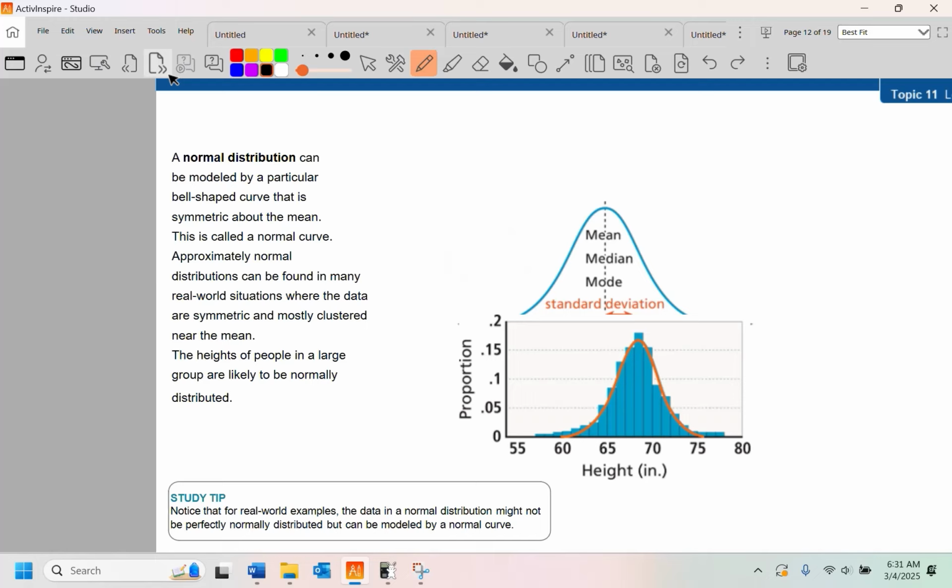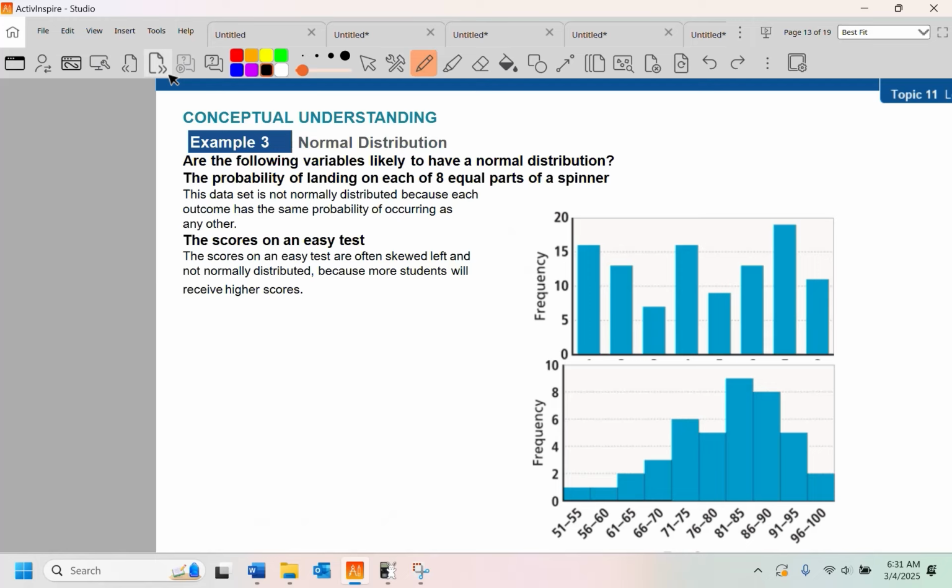All right, here comes the normal distribution. A normal distribution can be modeled by a particular bell-shaped curve that is symmetric about the mean. This is called a normal curve. Approximately normal distributions can be found in many real-world situations where the data are symmetric and mostly clustered near the mean. The heights of people in a large group are likely to be normally distributed. That makes sense. And it says, we got a study tip down here. It says, notice that for real-world examples, the data in a normal distribution might not be perfectly normally distributed, but can be modeled by a normal curve. So even on something I did earlier, I said it looked pretty symmetric, and I went ahead and used it.